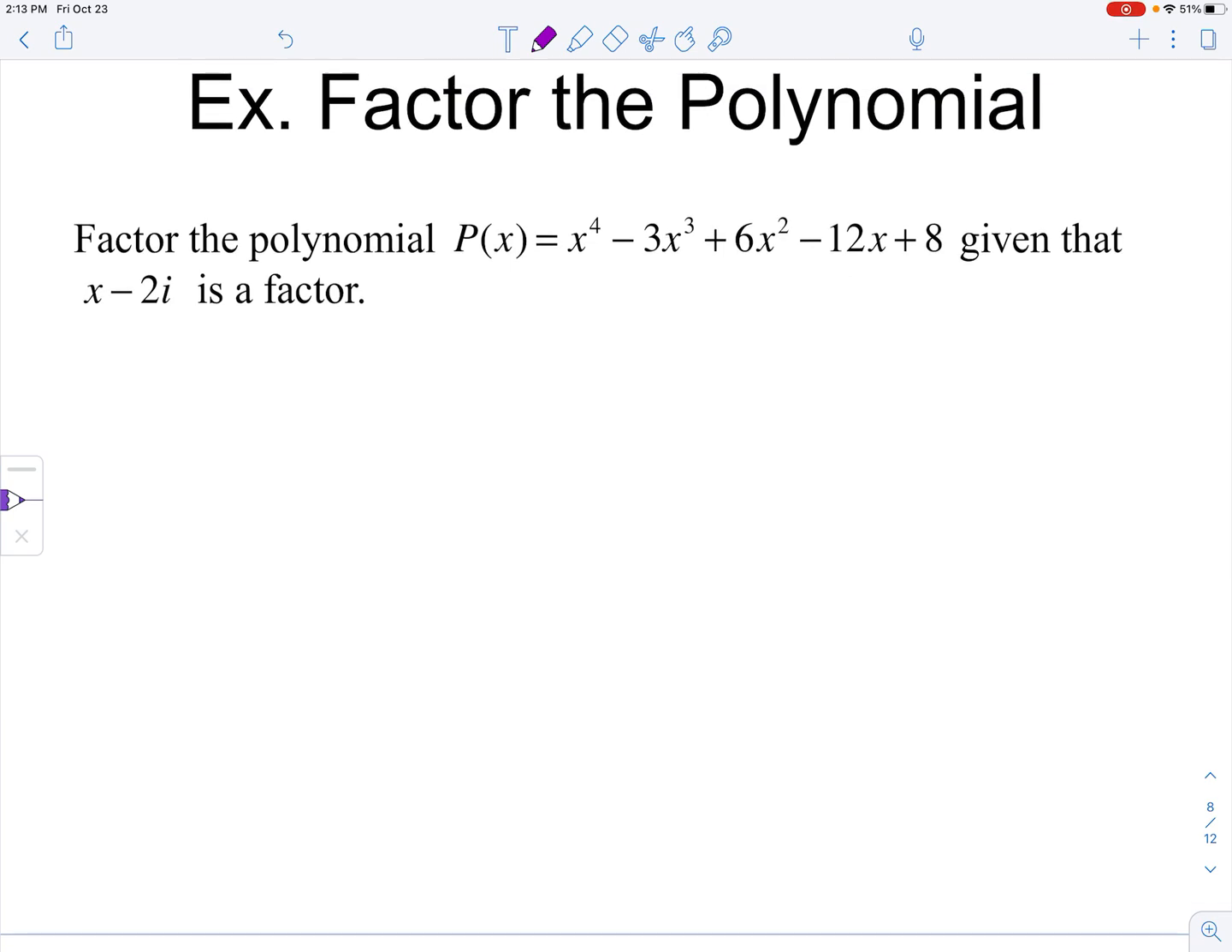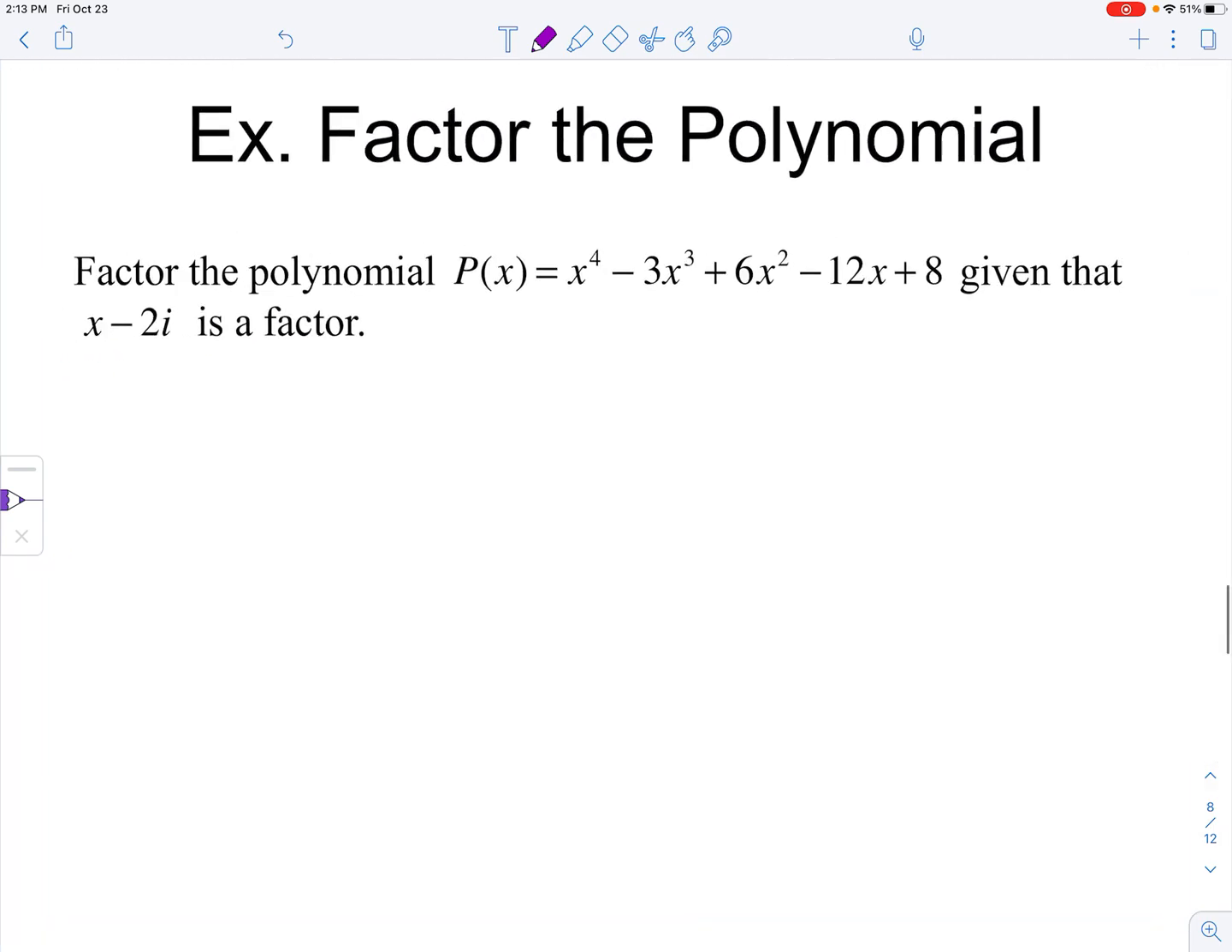Okay, so let's look at factoring this polynomial given that x minus 2i is a factor. Now, to factor this, you could start by listing all the possible rational zeros using the rational root theorem, also known as the rational zero theorem. That would get you to a certain point. However, because you're given the fact that x minus 2i is a factor, which means that 2i is a zero of this polynomial, you wouldn't be able to factor completely just using the rational root theorem.